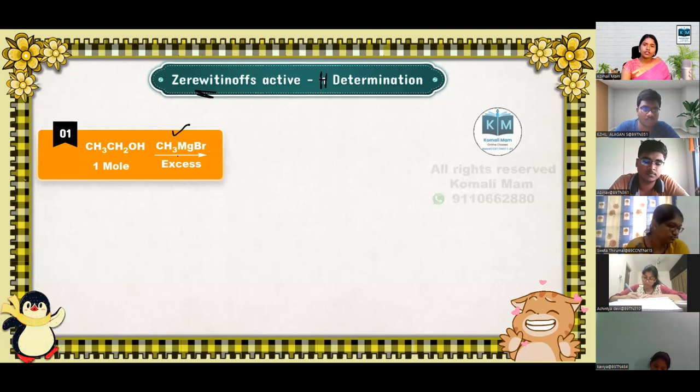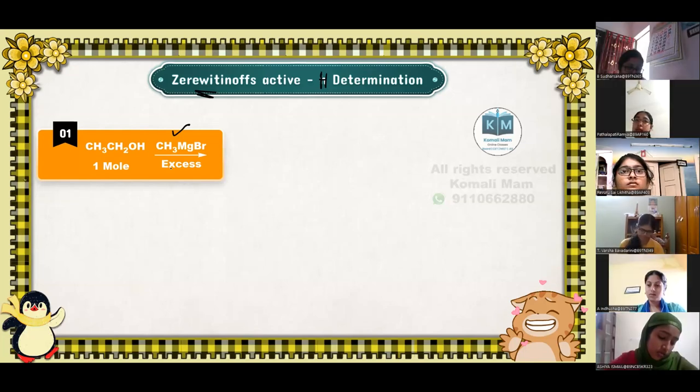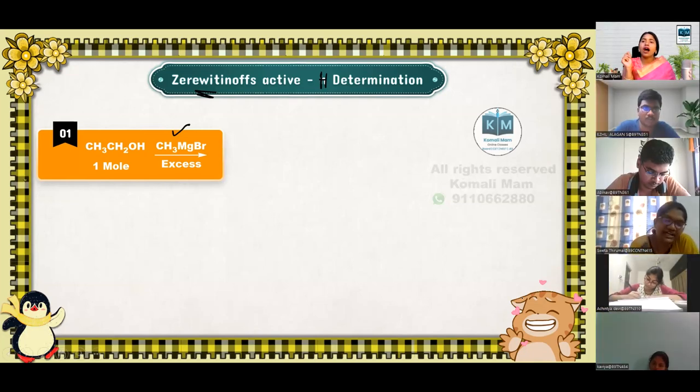Okay. So one reaction you write, then I'll shift to the practice sheet if you have. See here. What is the function of Grignard reagent? It is a good source of? Repeat. Tell me the answer. Grignard reagent is a good source of carbon anion.